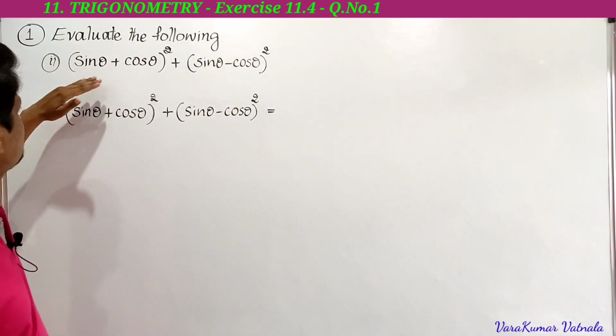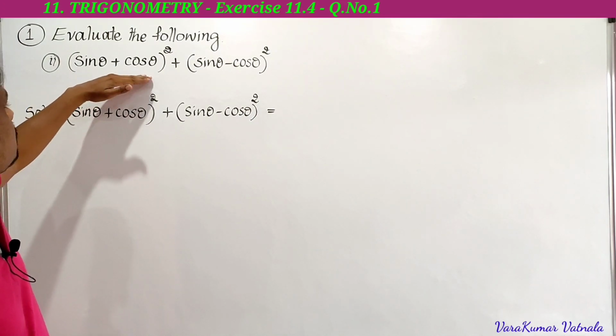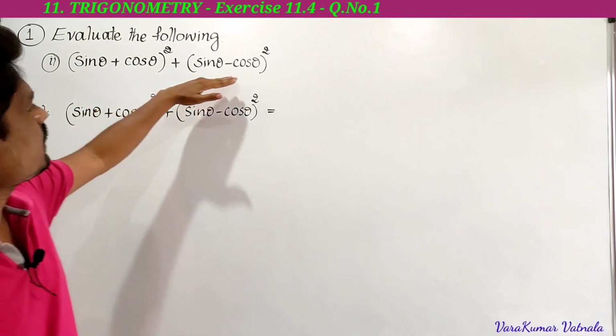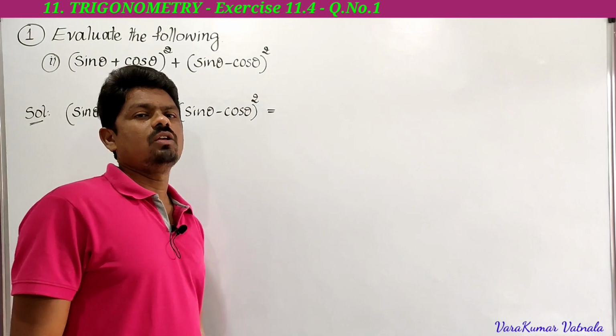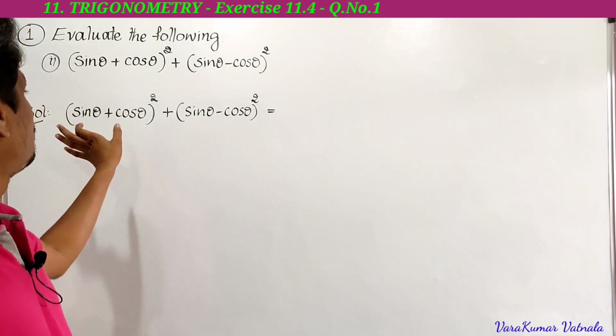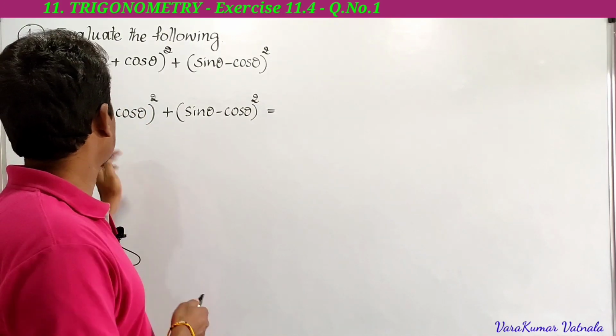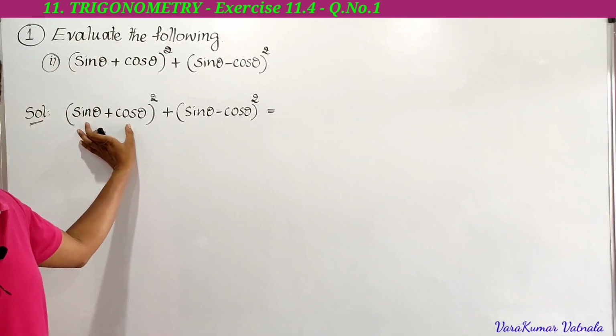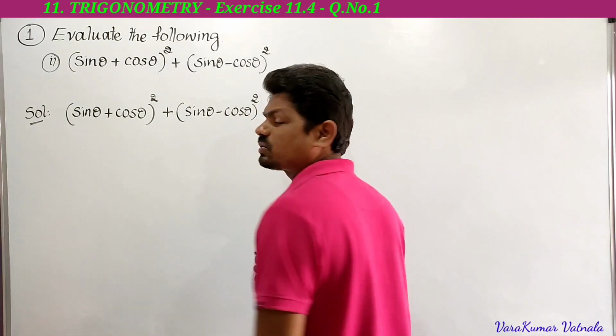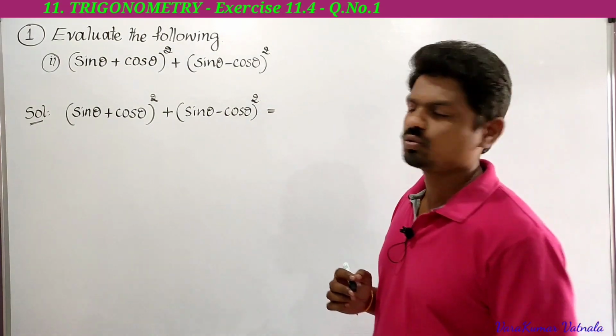See here what he is asking. Sin theta plus cos theta whole square plus sin theta minus cos theta whole square. So we have to find the value of this. So it is in the form a plus b whole square. So using a plus b whole square we have to expand this. So a plus b whole square is a square plus b square plus 2ab.